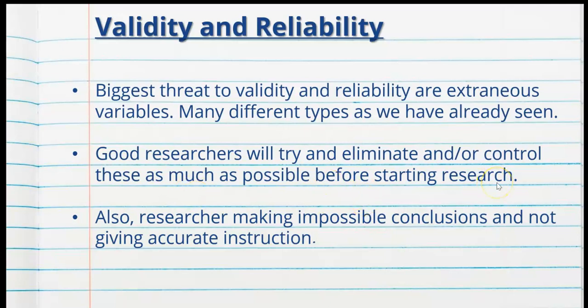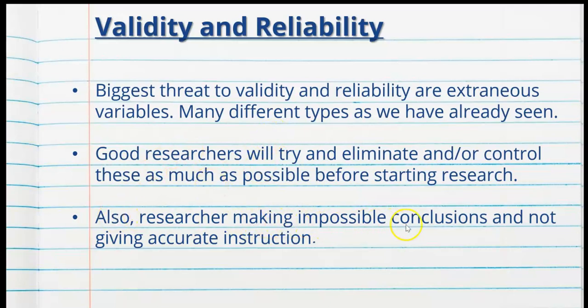actually starting the research. So researchers will often sit with their team and talk and list all of the potential extraneous variables before they get started and try and control them and eliminate them as much as possible. There's no good in doing that after the fact because the results are already ruined. Okay, so you should do that before the process takes place.